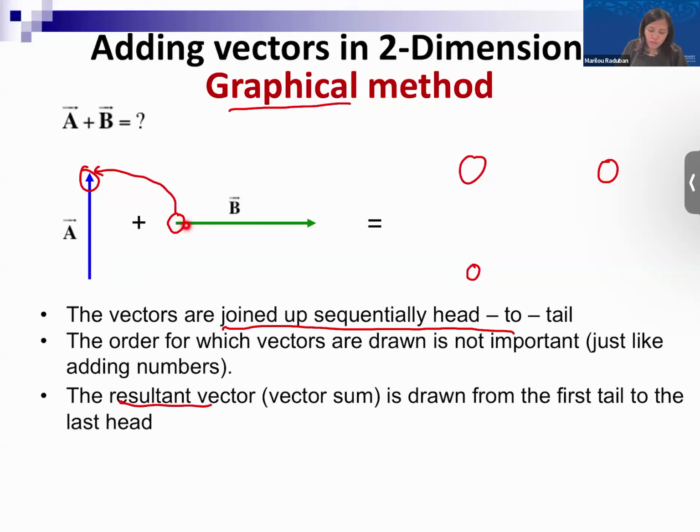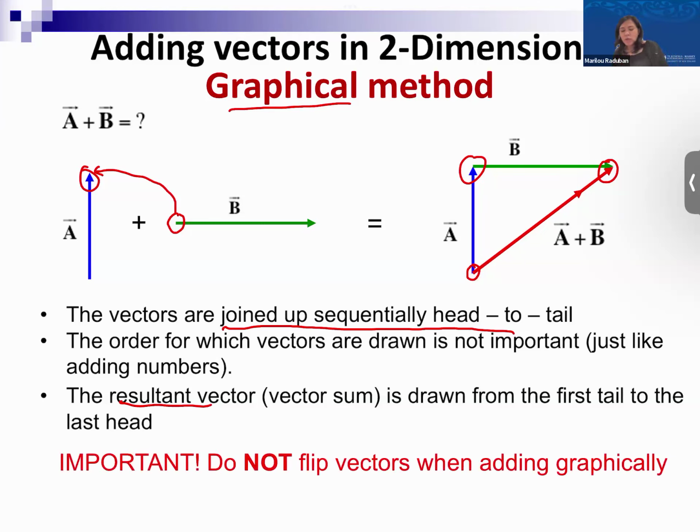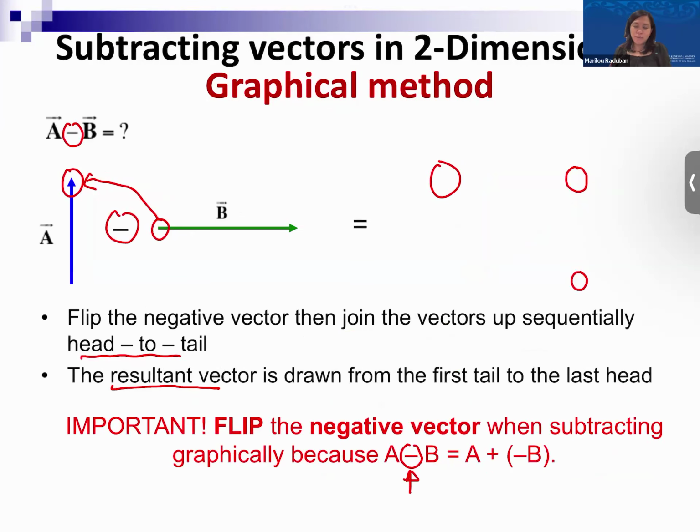We draw the vectors such that the tail of vector B joins with the head of vector A. So we draw vector A and the tail of vector B joins up with the head of vector A. The resultant vector then goes from the tail of vector A to the head of vector B. And when you're adding vectors, it's important not to flip any of the vectors that you're adding. You only flip the vectors if you have a negative vector, so that, as we said, the effect of the negative sign is to flip the direction of the vector.